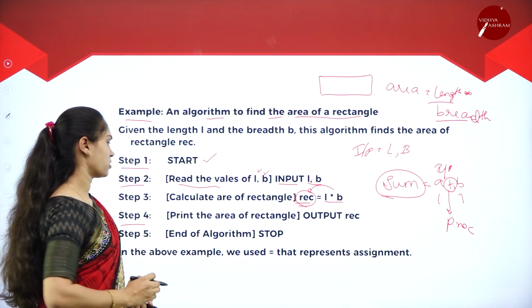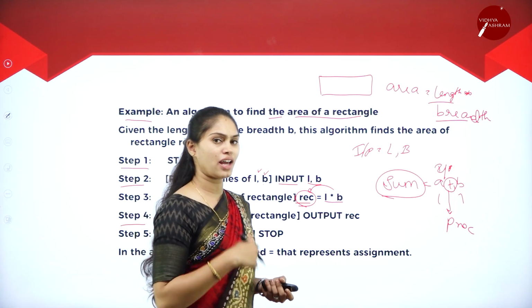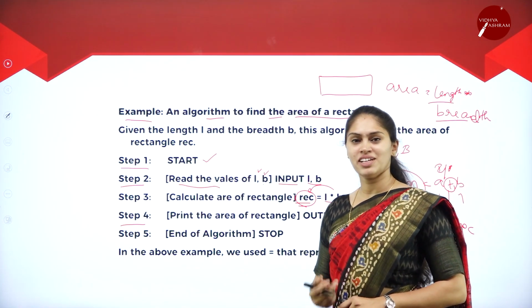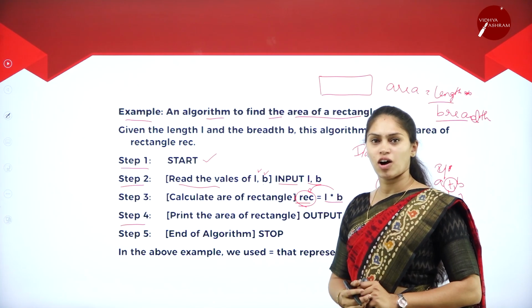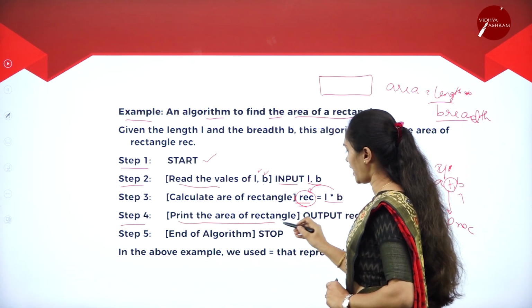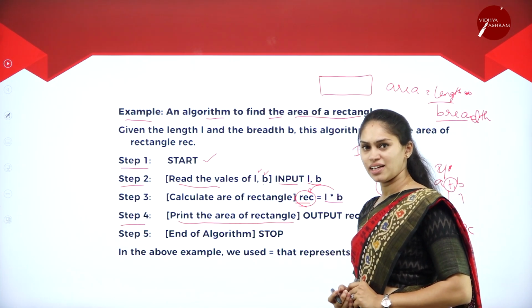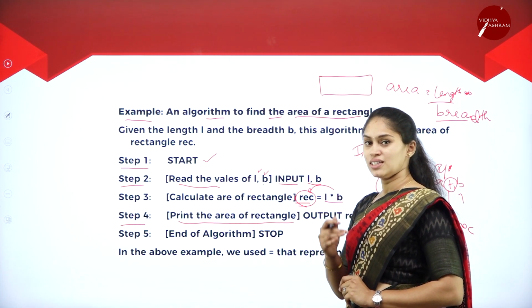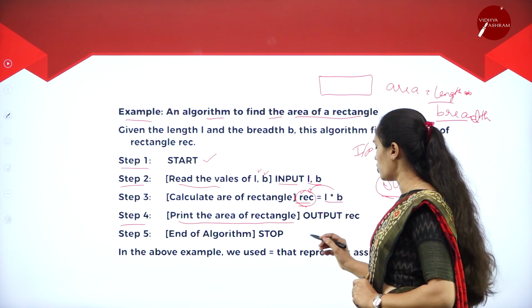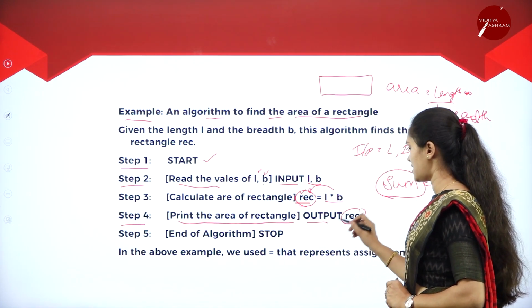So in step 4, I have taken the input, analyzed what input I require, and processed it. Then which is the next stage? It has to give the output, right? Then when it comes to step 5, print the area of a rectangle. The area of the rectangle has been stored in the variable called REC, so I am going to use output REC.